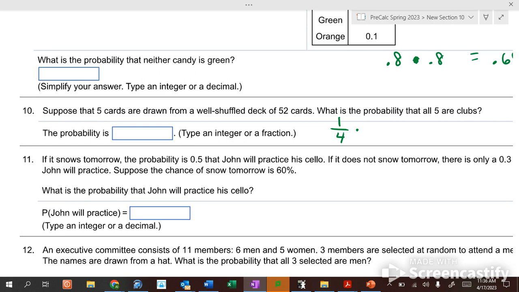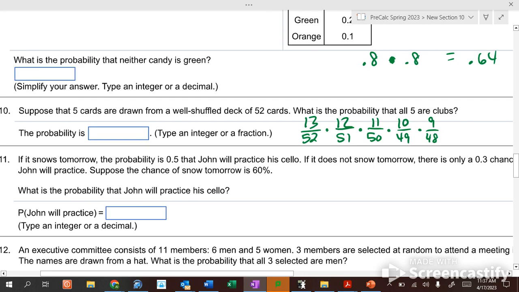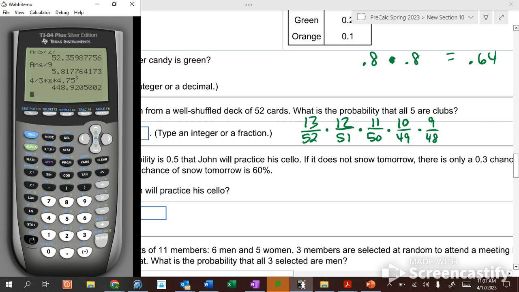Then, once one club is out of there, you've got 12 out of 51 chances, because one is gone. So really, let's go this way so more people can understand. 13 out of 52 chances, and then 12 out of 51 chances, and then 11 out of 50 chances, and then 10 out of 49 chances, and then 9 out of 48 chances. Okay? So if we multiply that all out, 13 out of 52 times 12 out of 51 times 11 out of 50 times 10 out of 49 times 9 out of 48.